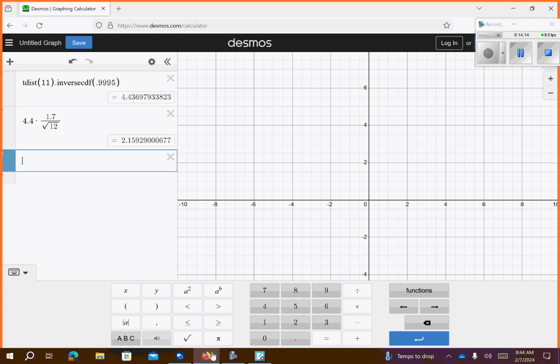So what are we going to do here? Where does this 2.16 go in? What do we add or subtract it to? What do we add and subtract here?